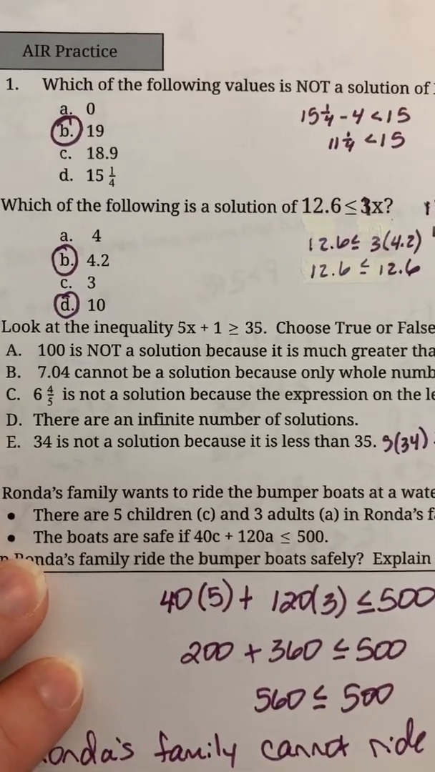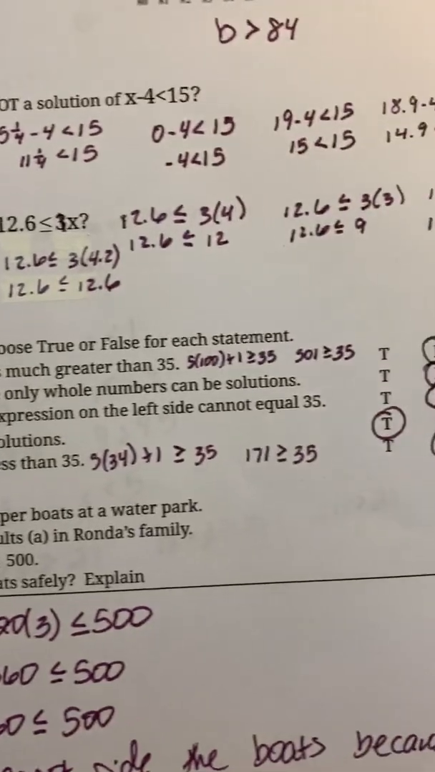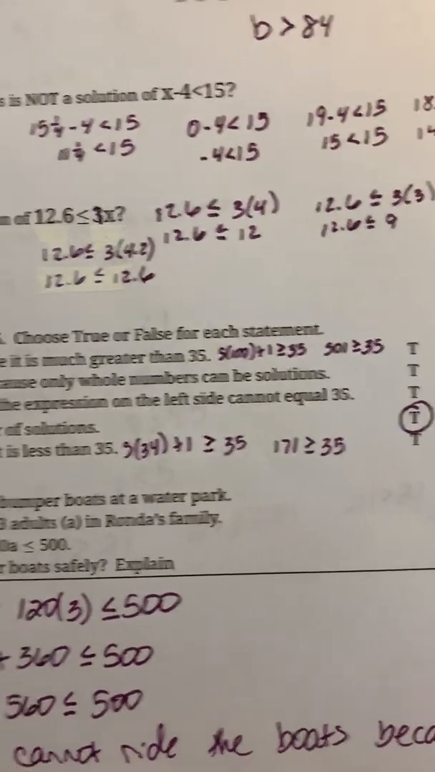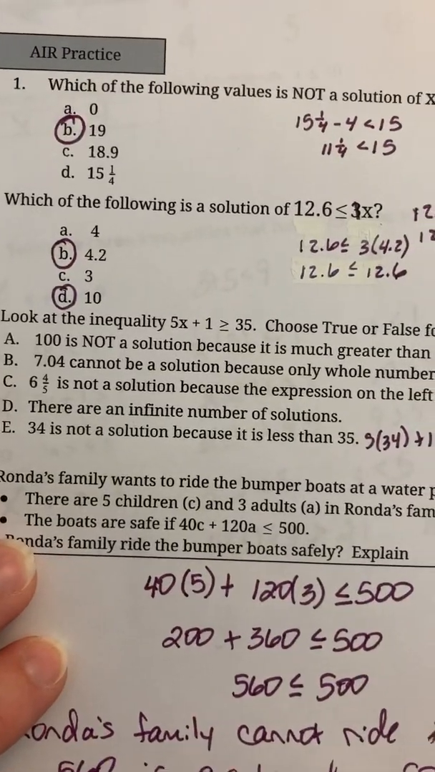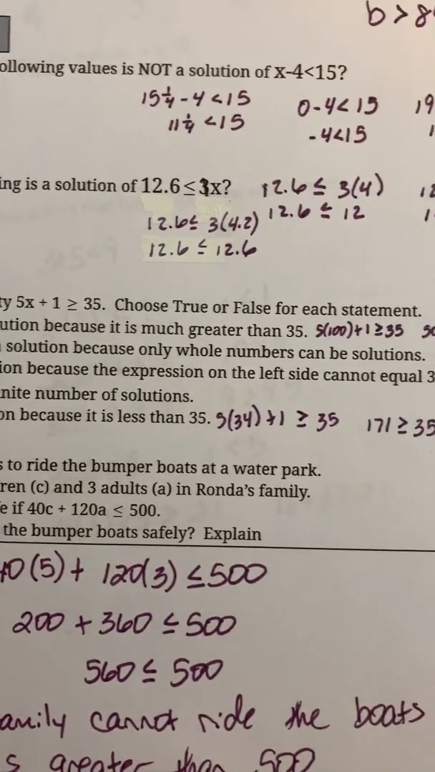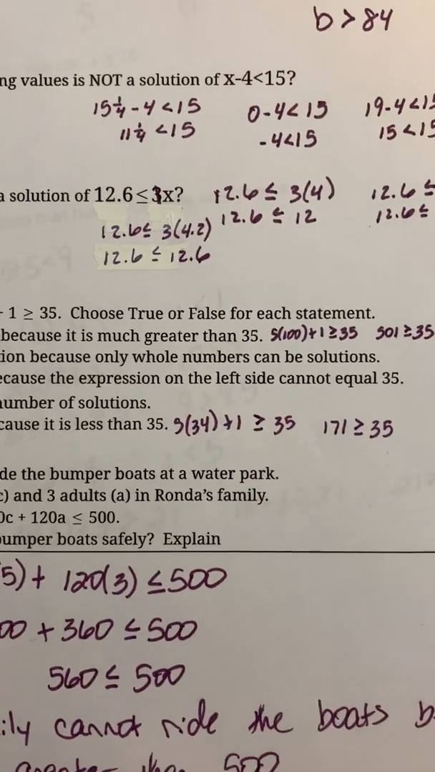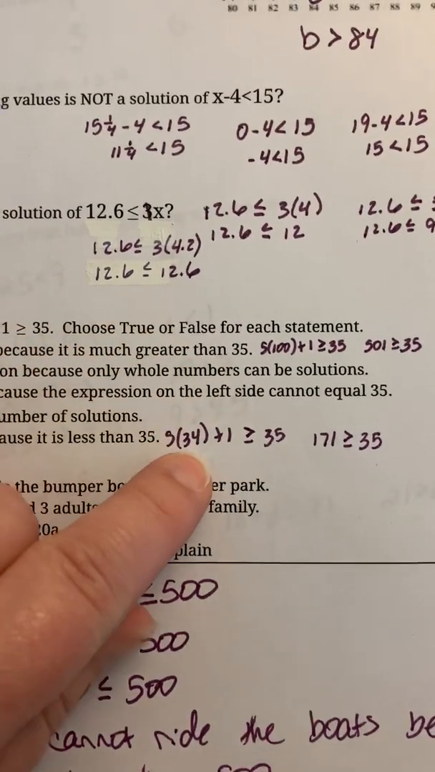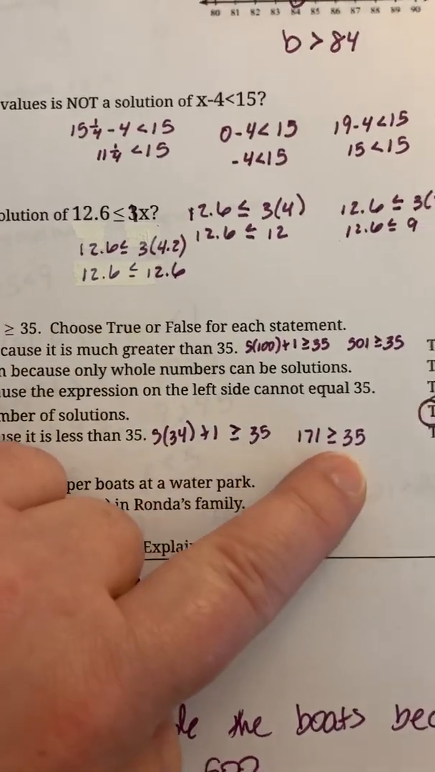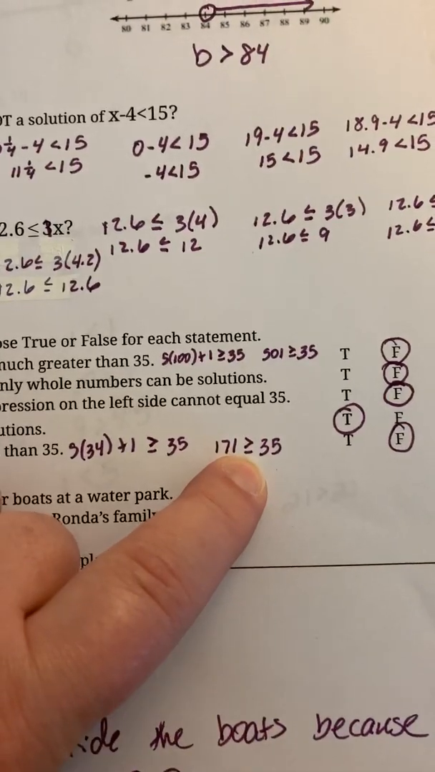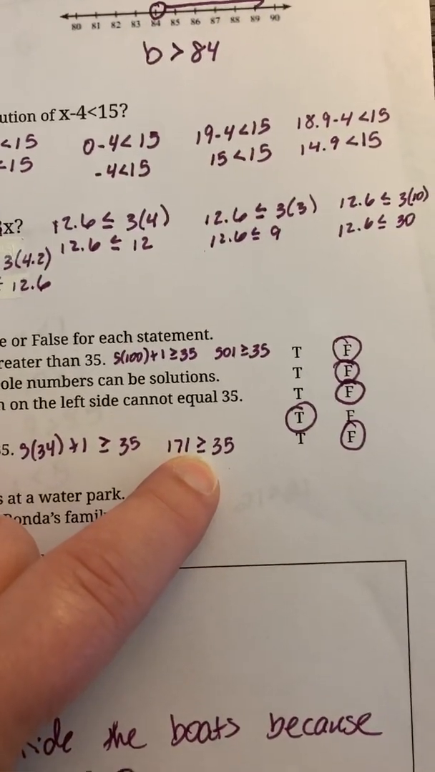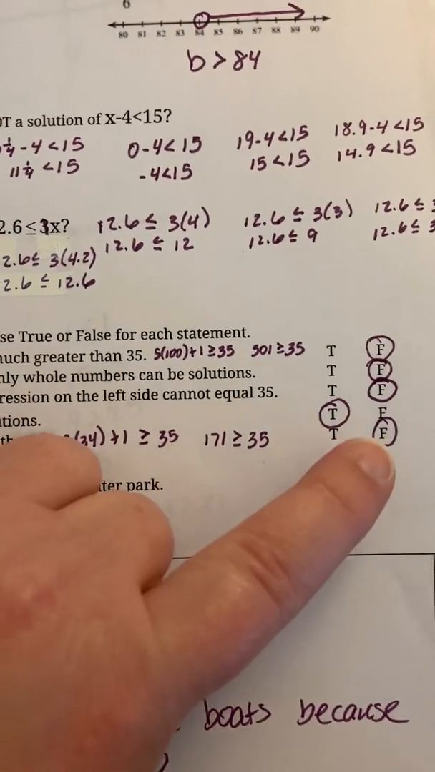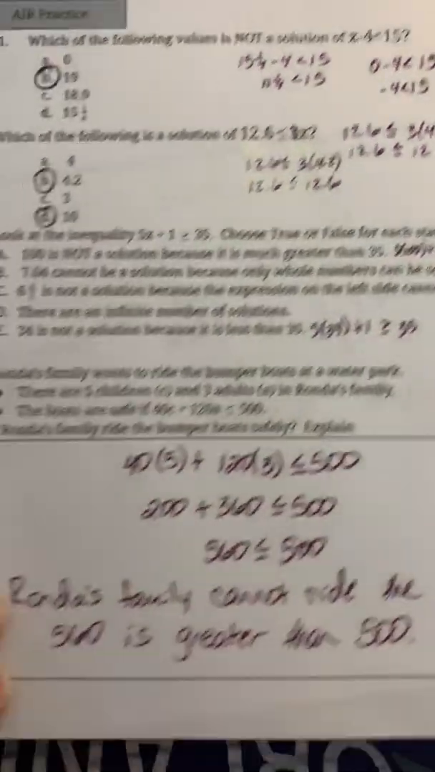D, there are an infinite number of solutions. That is true. Numbers go on forever. E, 34 is not a solution because it is less than 35. Well, it is true that 34 is less than 35, but 34 can be a solution because when you put 34 in for x, you get 171 is greater than or equal to 35. So that is a good answer, so that statement is false.